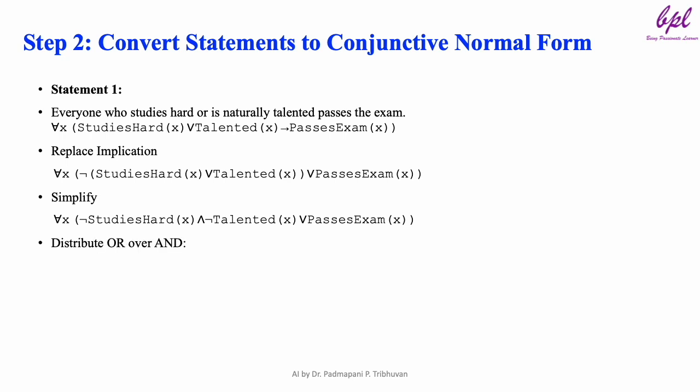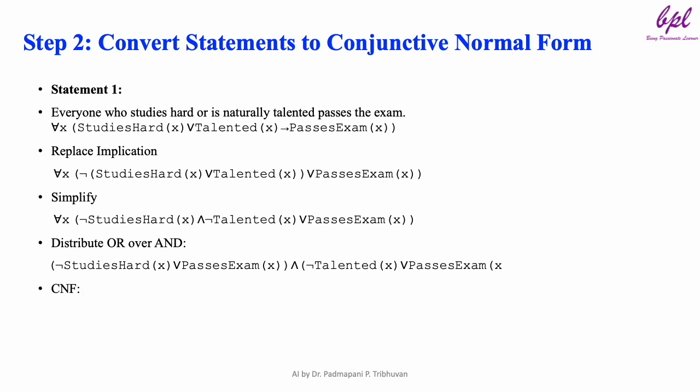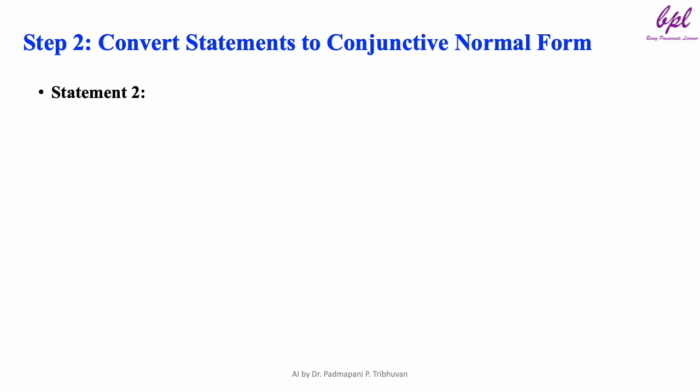Now we distribute the OR over AND, and the statement would be x does not study hard or x passes exam, and x is not talented or x passes exam. Now with this we got two CNF clauses. First clause is x does not study hard or x passes exam, and second clause is x is not talented or x passes exam. Now we will go to the second statement.